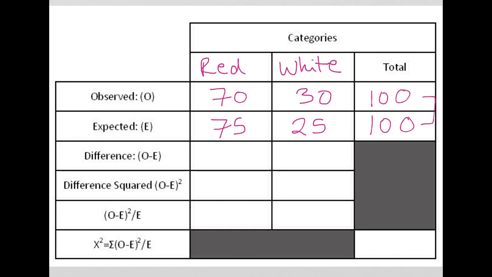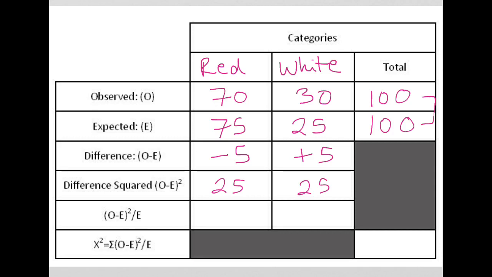So then you find that difference, that observed minus expected, and you have to do observed first. So this is now going to be negative 5, 70 minus 75. Here this is positive 5. And they won't always be equal and opposite. This just happens to be a special case. The difference squared is going to be 25 and 25, which is why it doesn't matter if it's positive or negative from before.